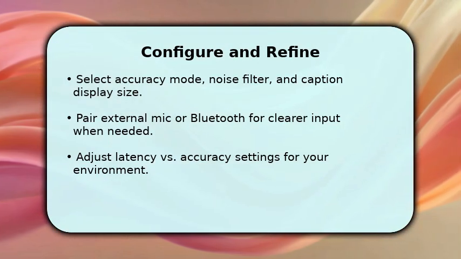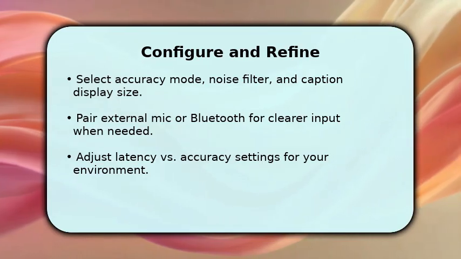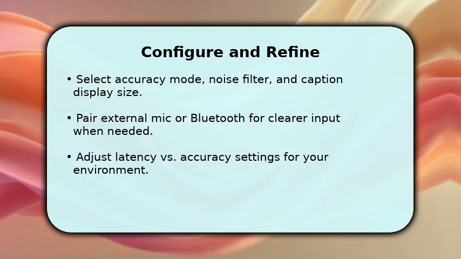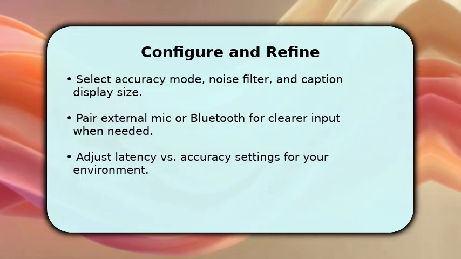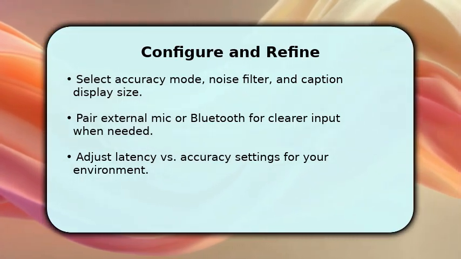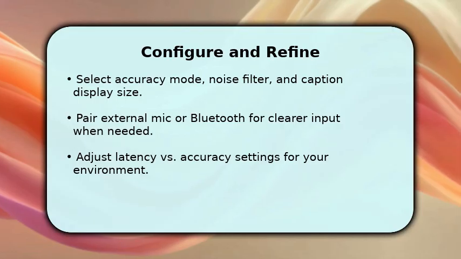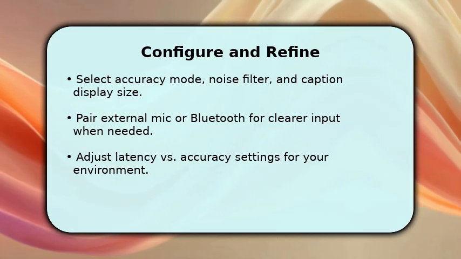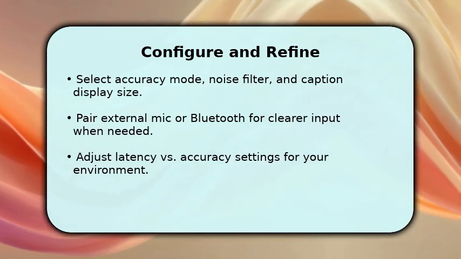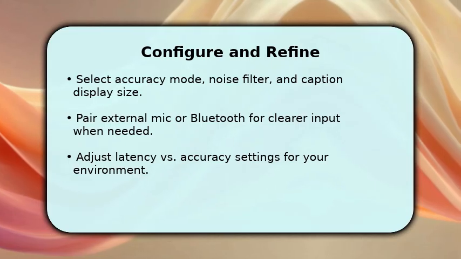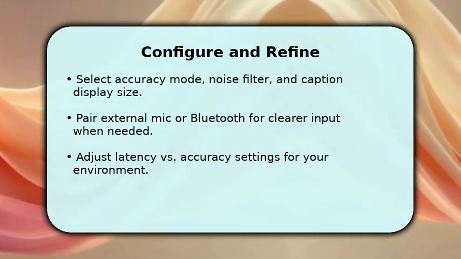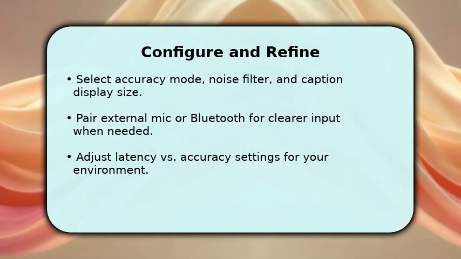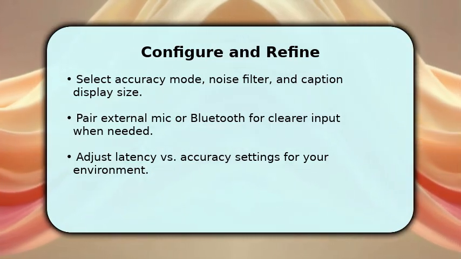Now refine how captions appear and perform so you get usable text. Change accuracy mode and enable a noise filter if you're in a busy place. This helps reduce false words. If you need better input, pair an external microphone or Bluetooth headset to lower background noise and improve recognition. Adjust latency versus accuracy. Lower latency for near-instant captions, higher accuracy if timing allows. Make sure display size and contrast are readable on screen. These tweaks improve comprehension and user comfort.